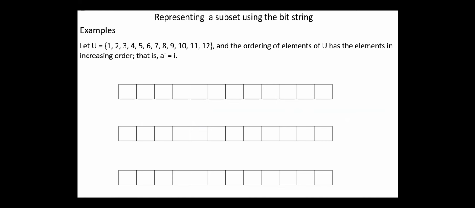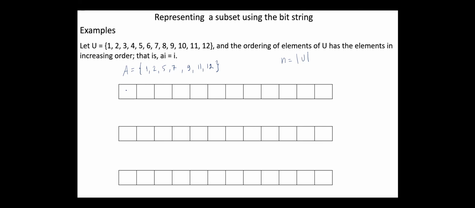Suppose, for example, that the universal set U equals 1 to 12, and the ordering of elements of U has the elements in increasing order. That is, Ai equals i. To represent the set A, 1, 2, 5, 7, 9, 11, and 12, using the bit string, we need n bits in the bit string, where n is the size or cardinality of U. So in this example, to represent any set, we need 12 bits.